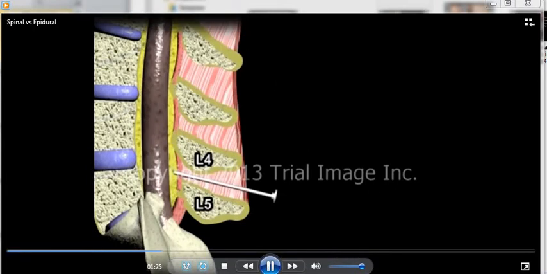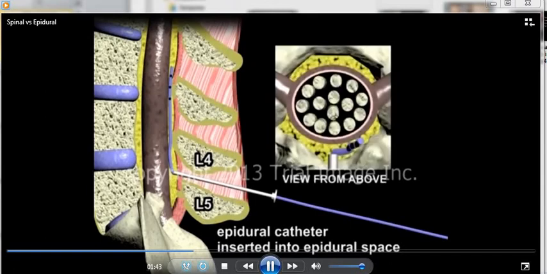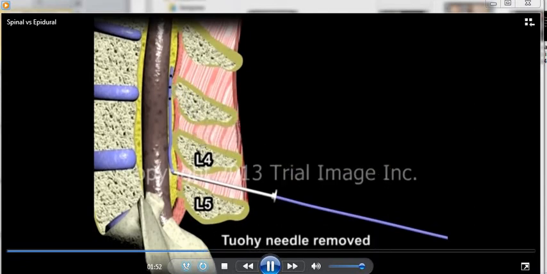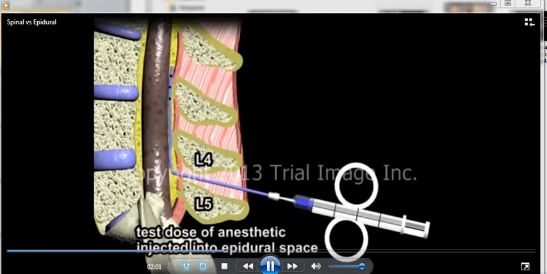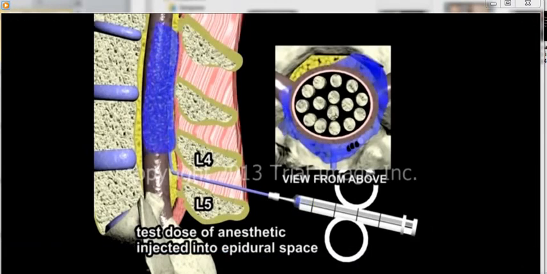The epidural catheter is then inserted through the Tuohy needle. Owing to a slight curve at the tip of the Tuohy needle, the catheter is directed upward, approximately 4 to 5 centimeters into the epidural space. The Tuohy needle is then removed. To ensure that the catheter is properly placed in the epidural space and not within the dura and arachnoid coverings, a syringe containing a small dose of anesthetic, typically lidocaine, is attached to the catheter and injected.